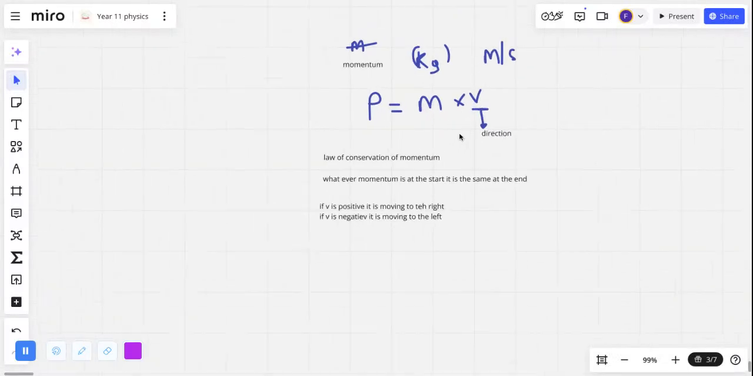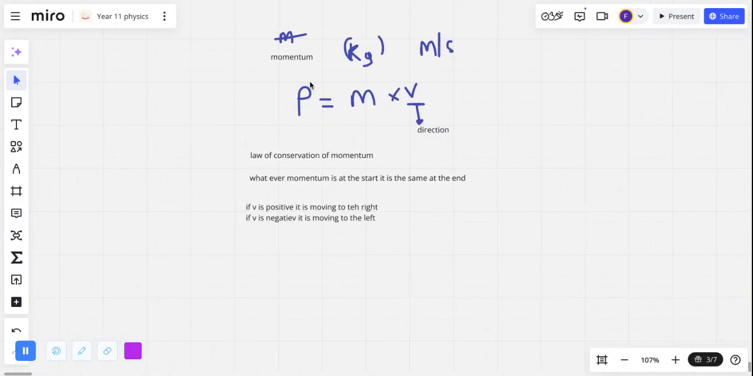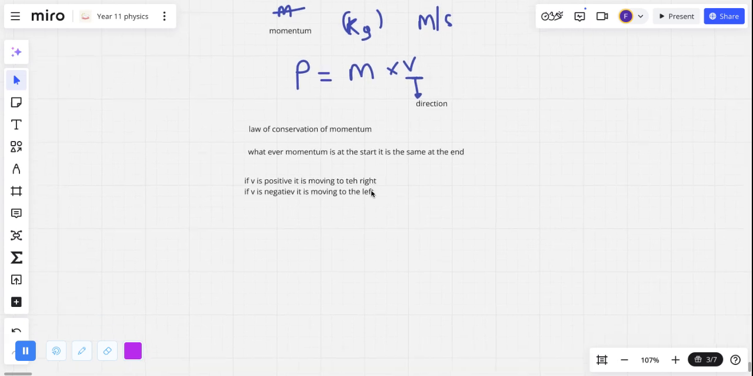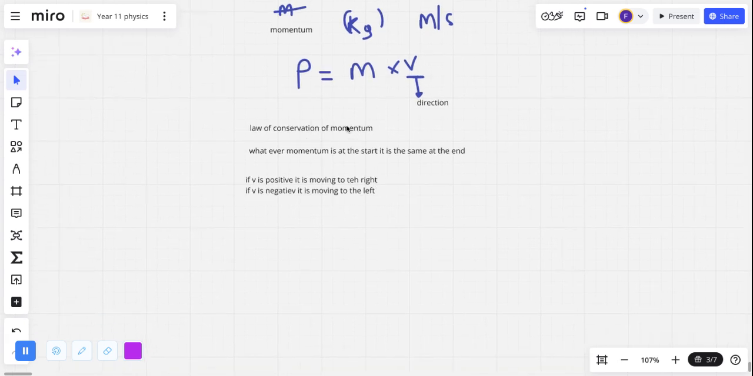Okay, so let's just backtrack slightly. Momentum has a symbol P. It is mass times velocity. Velocity is a vector, so it has direction. If it's moving to the right, it is positive. If it's moving to the left, it's negative. And the law of conservation of momentum: whatever momentum is at the start, it's the same at the end.